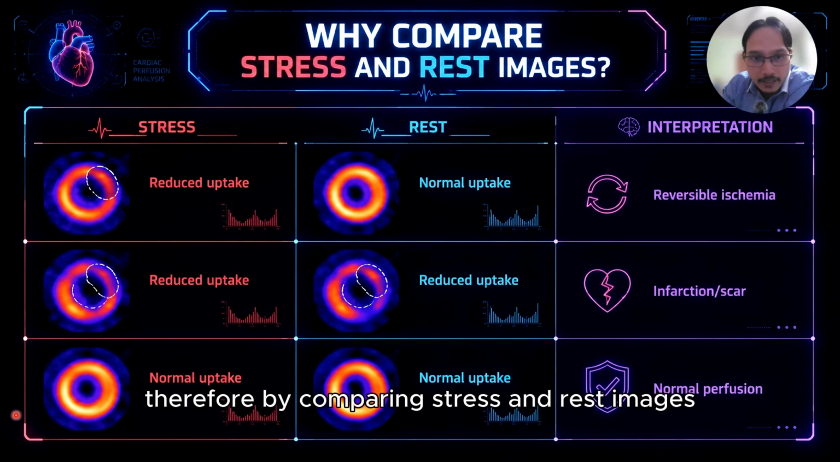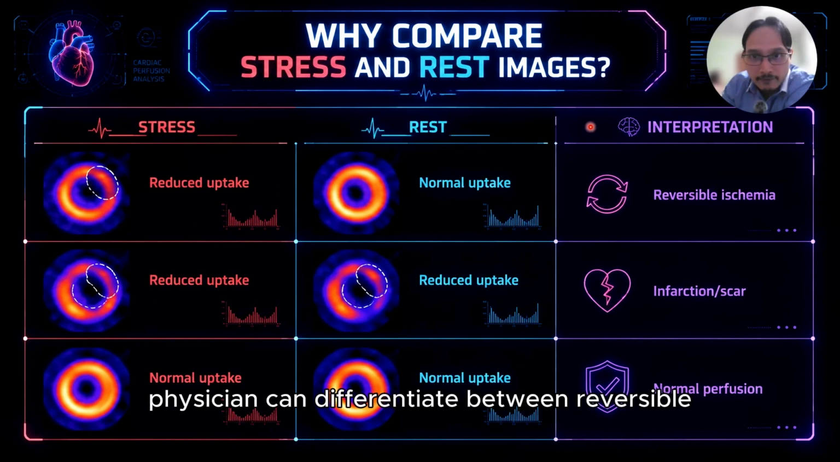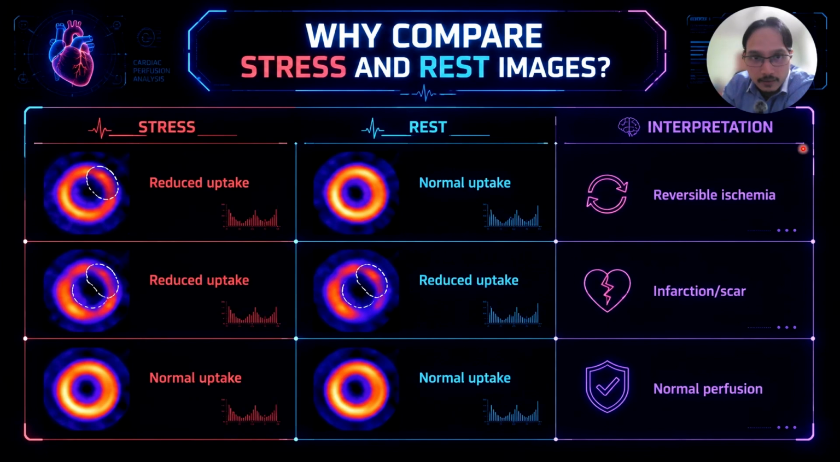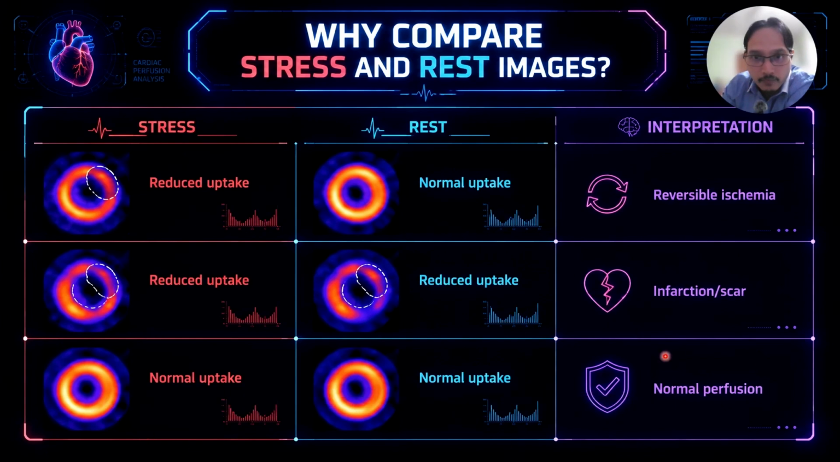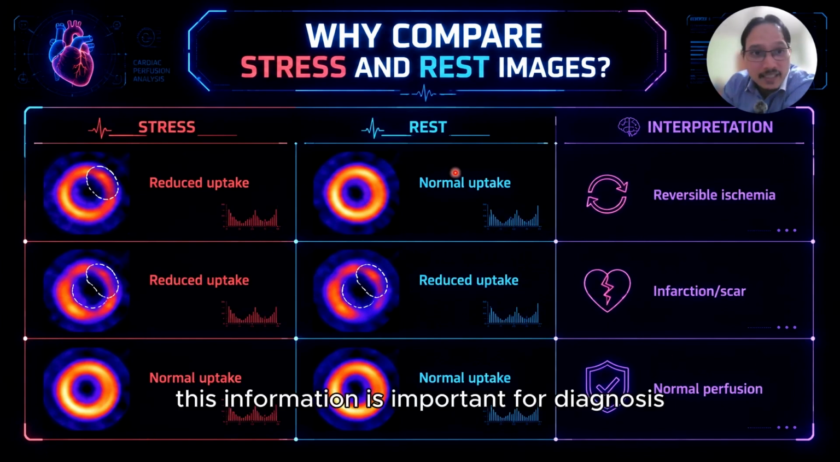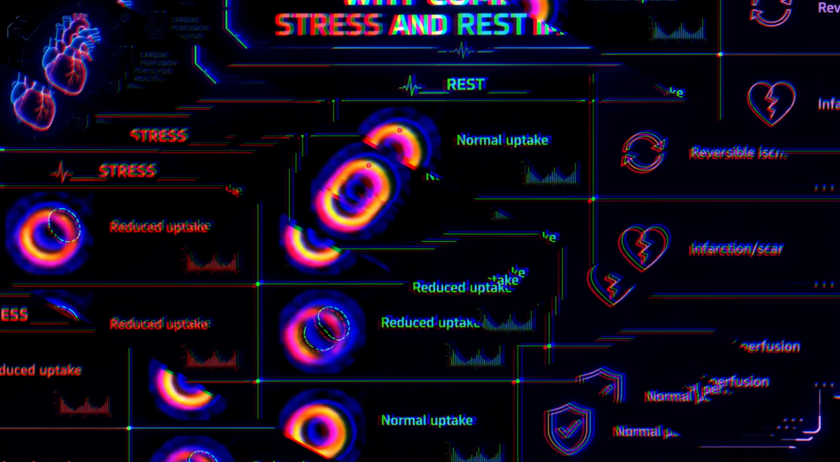Therefore, by comparing stress and rest images, physicians can differentiate between reversible ischemia, permanent infarction, and normal perfusion. This information is important for diagnosis, risk assessment, and treatment planning for patients with coronary artery disease.